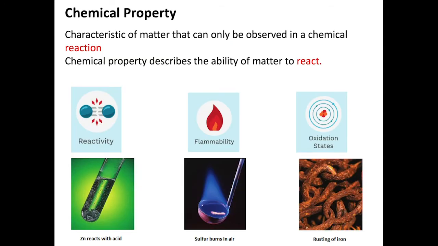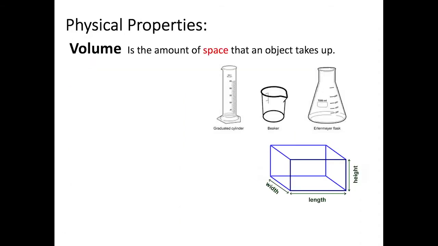We're going to spend some time looking at physical properties today, but we're going to come back to chemical properties later. For physical properties, we're going to look at three main ones today, one being volume. Volume is the amount of space that an object takes up. So if I poured a can of Coke into this graduated cylinder, that Coke would take up a certain amount of space in the graduated cylinder.